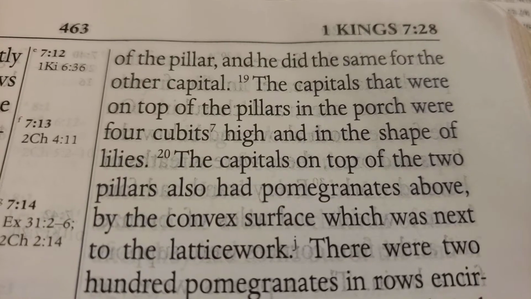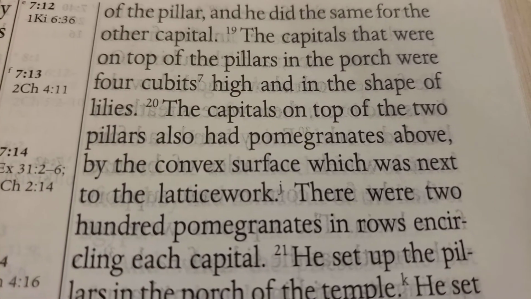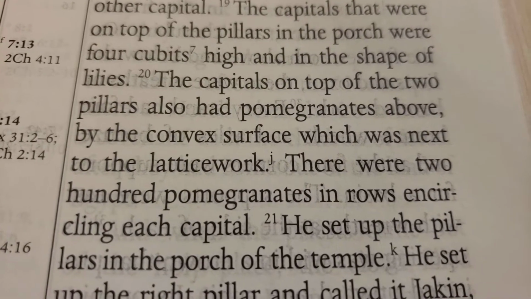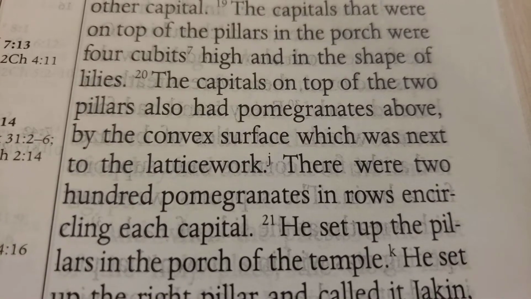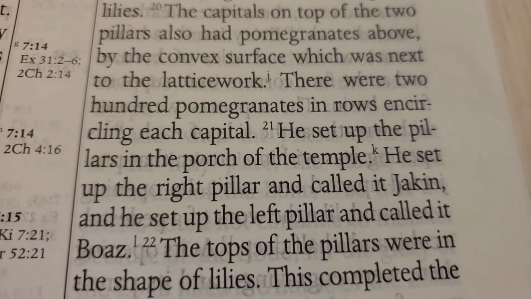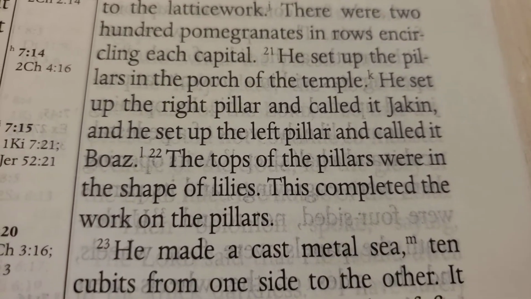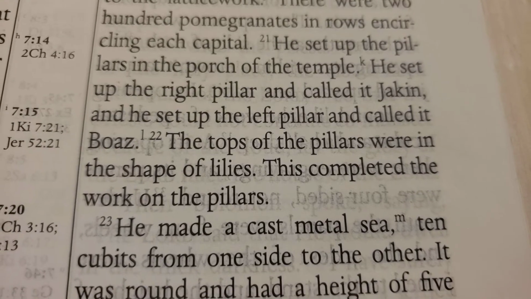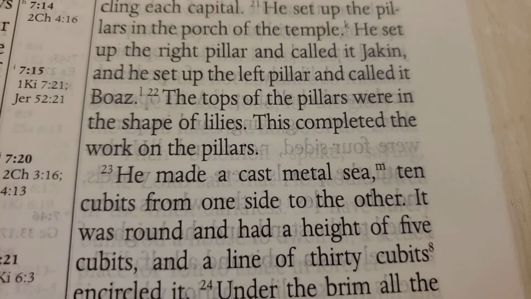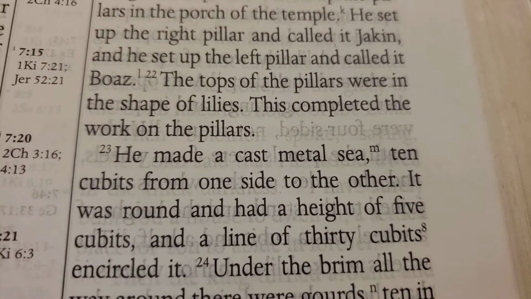The capitals that were on top of the pillars and the porch were 4 cubits high in the shape of lilies. The capitals on top of the 2 pillars also had pomegranates above by the convex surface, which were next to the lattice work. There were 200 pomegranates in rows encircling each capital. He set up the pillars in the porch of the temple. He set up the right pillar, and he called it Jachin, and he set up the left pillar and called it Boaz. The tops of the pillars were in the shape of lilies. This completed the work on the pillars.